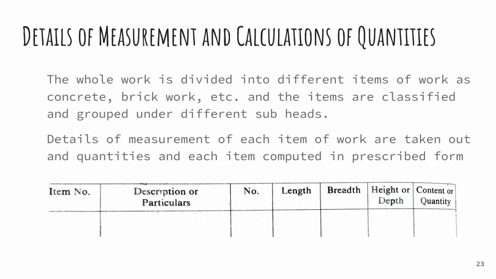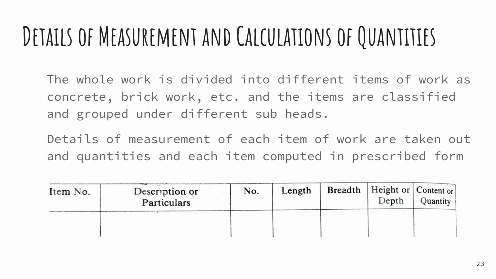The first one is details of measurement and calculations of quantities. The whole work is divided into different items of work such as concrete, brickwork, etc. And items are classified and grouped under different subheads. The details of measurement of each item of work are taken out, and the quantities of each item are computed in a prescribed form. And what is the prescribed form? That is the one which is given below.